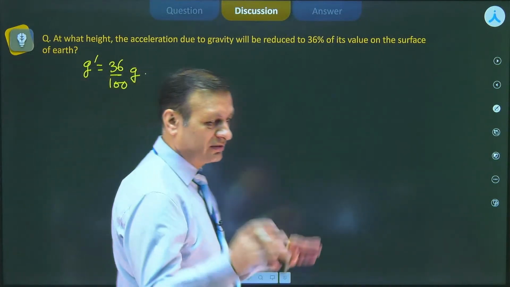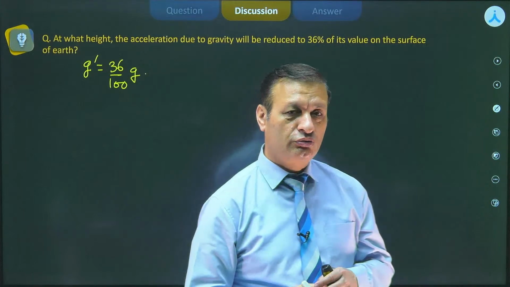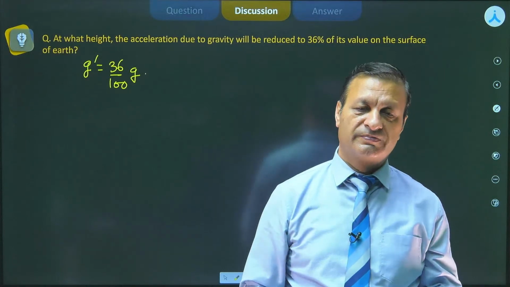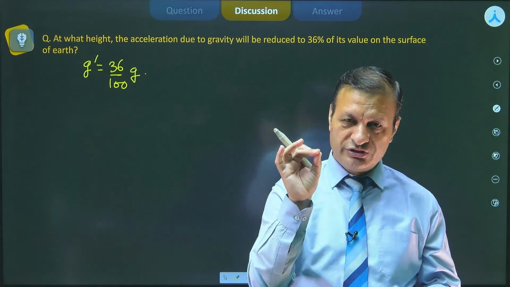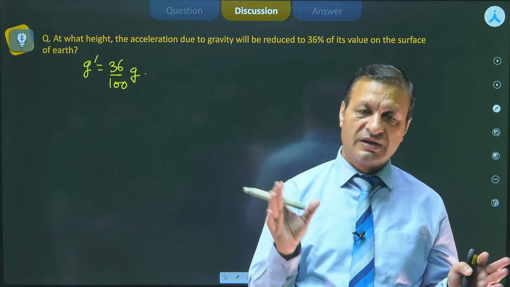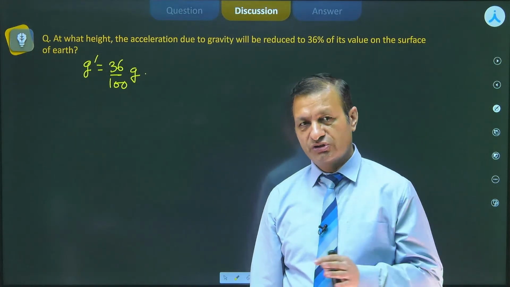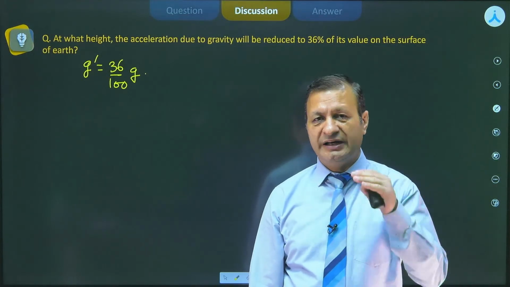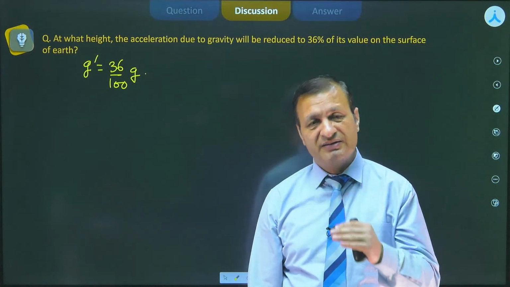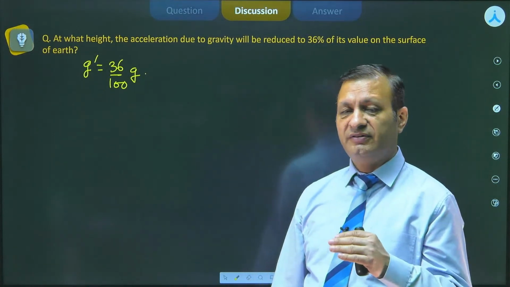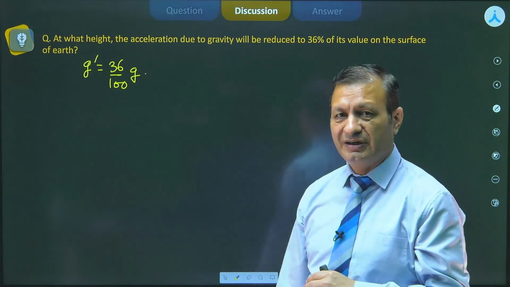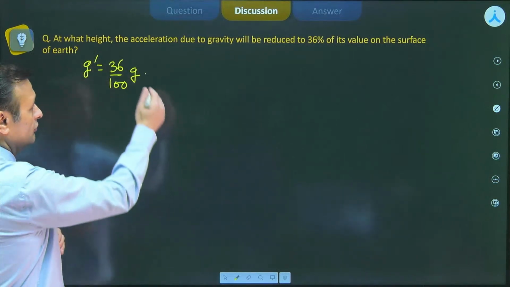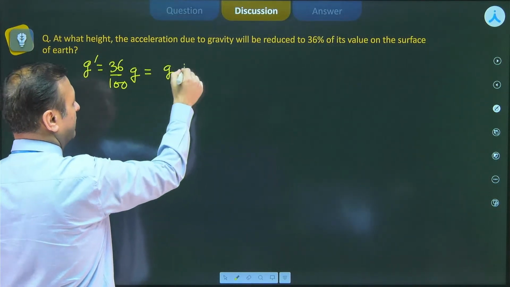Now, is this 36% drop in acceleration due to gravity a small change, or is it a very big change? You have to decide. I think this is a very big change. And if you have understood it, with the gain in height, acceleration due to gravity decreases. It means this height would definitely be significantly large, and this height would be comparable to the radius of Earth. So, the formula used for this would be given by this formula.